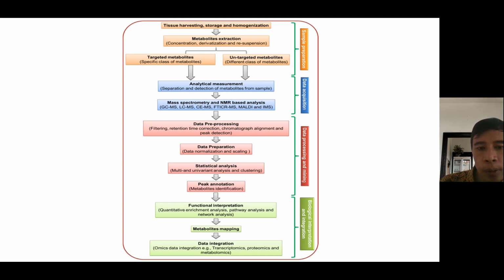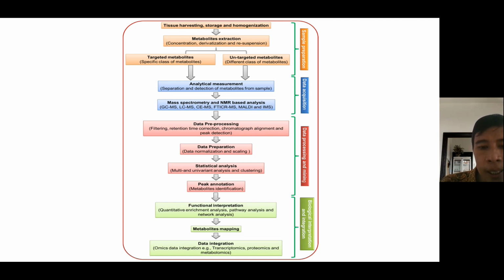And after you finish the data pre-processing, then comes the preparation of data: normalization or scaling of the quantitative data. Then you will deploy statistical analysis, including multivariate or univariate analysis and clustering. And eventually you will obtain metabolite identifications and also the pattern of your samples as compared with other samples.